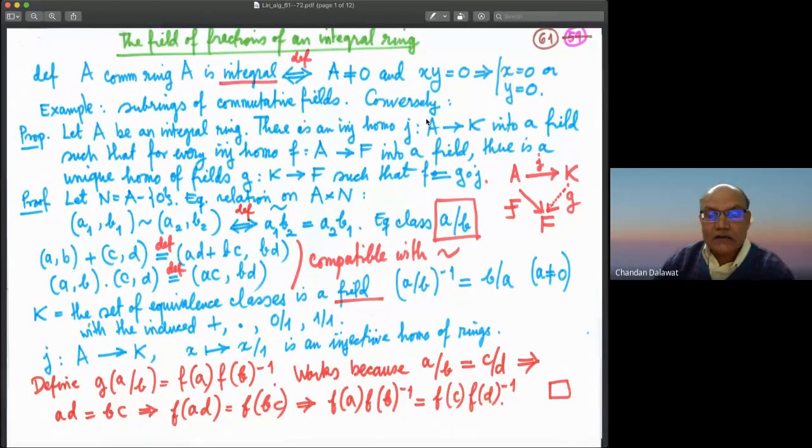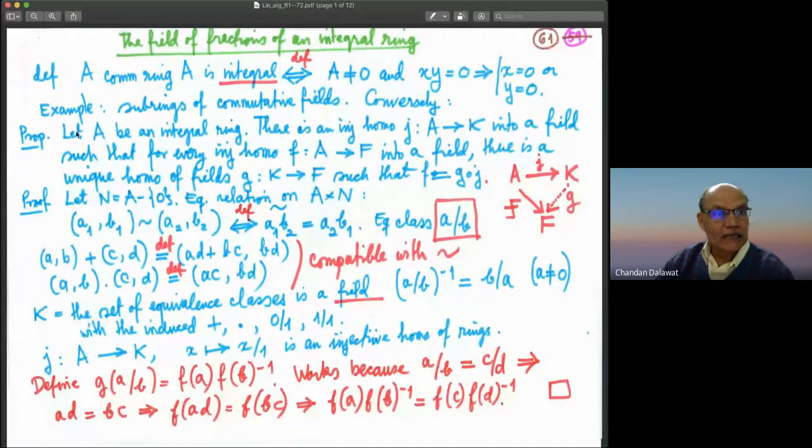Conversely, we could ask, does every integral ring arise as the subring of some field? And the answer is yes. Every integral ring can be viewed as the subring of some field, and there is a field actually which is minimal for this property. And here is the precise formulation of this statement.